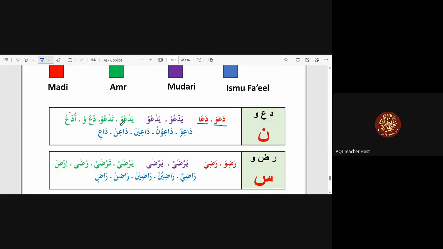And this is for amr formation, rule number 4. It is yad'u, mudari, and then second person tad'u. After that alamat al-mudari drops, and then waw gets sukun, and then hamzatul wasl comes with dhamma because the ain kalima has dhamma, so it is ud'u. This weak letter with sukun drops. This is the final amr formation here.